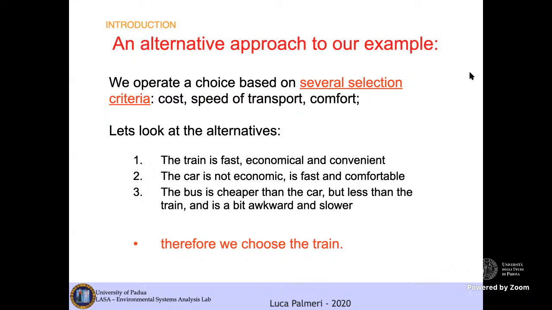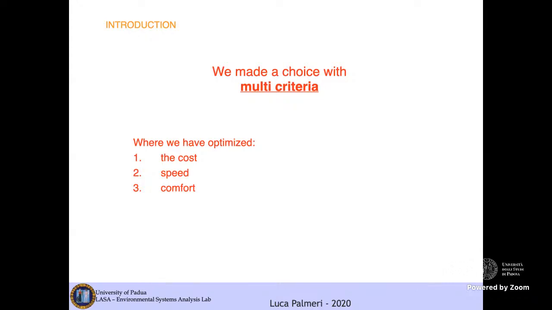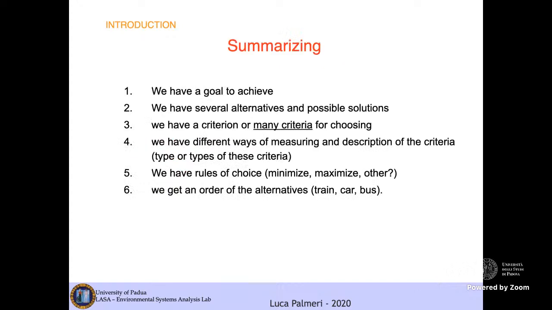So you understand that here we are elaborating more and more details on how we made our choice. In particular, from a formal point of view, we may say that we made a choice with multiple criteria, or a so-called multi-criteria choice, where we have optimized the cost, minimizing the cost, the speed, maximizing the speed, and the comfort, maximizing the comfort.